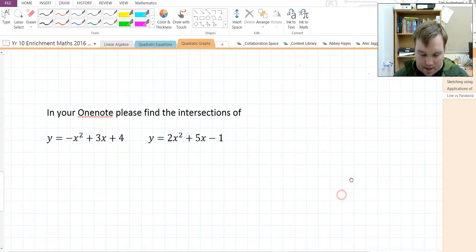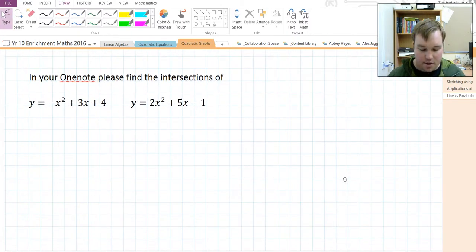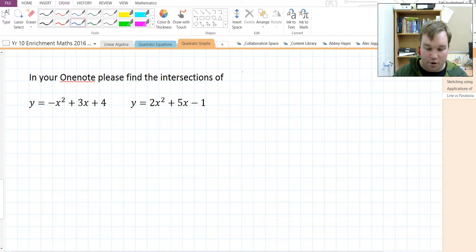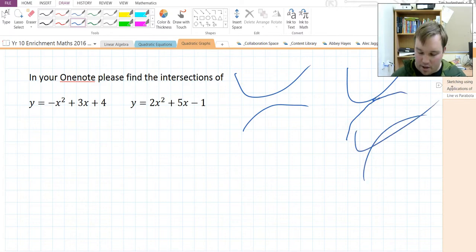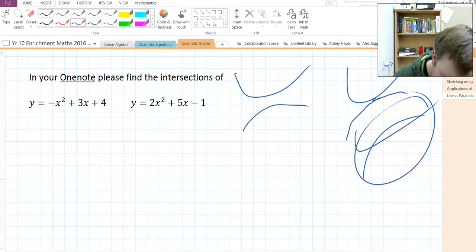Alright, in your OneNote, can you please find the intersections of those 2 graphs? And yes, I know they're not one quadratic, one linear like I just showed you. Instead, they're 2 quadratics. So if you think about it, there's still 3 different options that can happen. There's a miss, a touch, and a cross. I'll give you a hint. This one's a cross. It means real solutions.